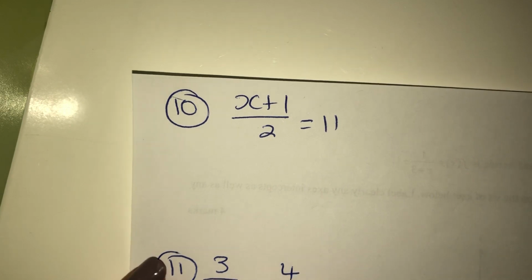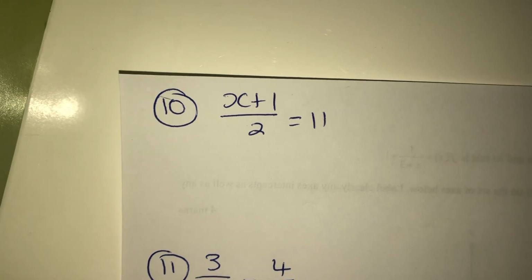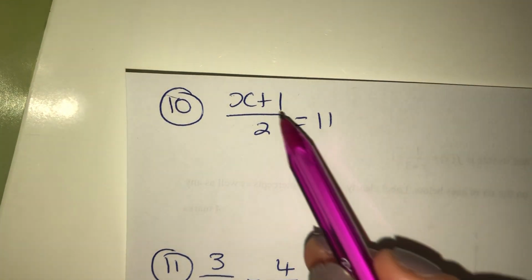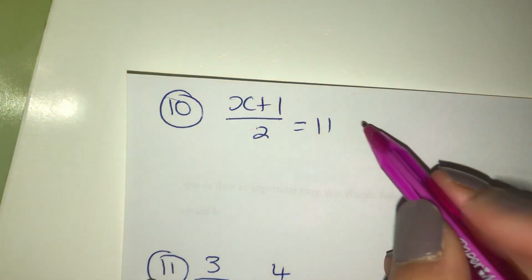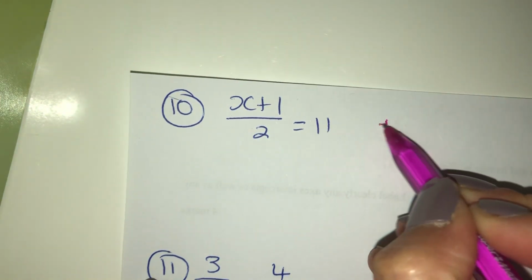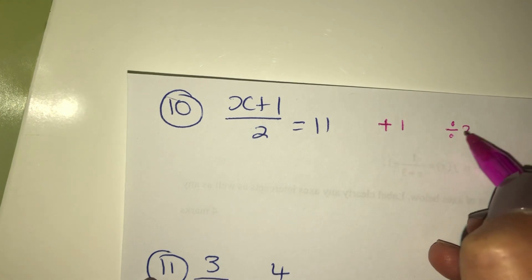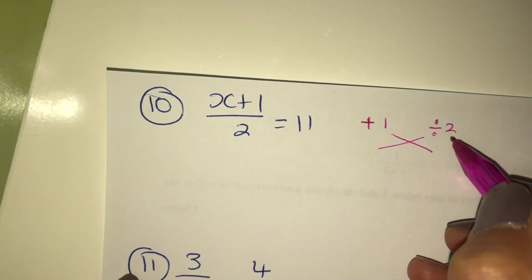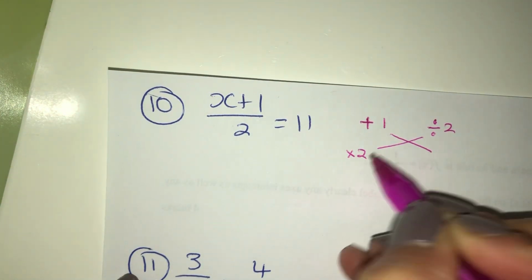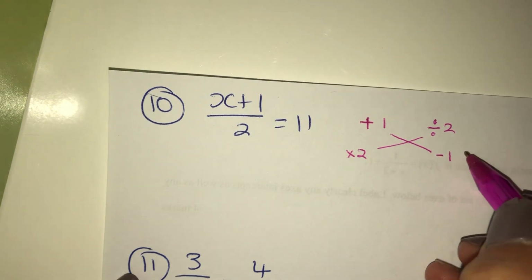All right, we're going to do these ones by just going through and seeing if you can... Oh, no, we're not. We're going to say what we do first. So we're going to add 1 first, and then we are going to divide by 2. Opposite and inverse is times 2 and minus 1.